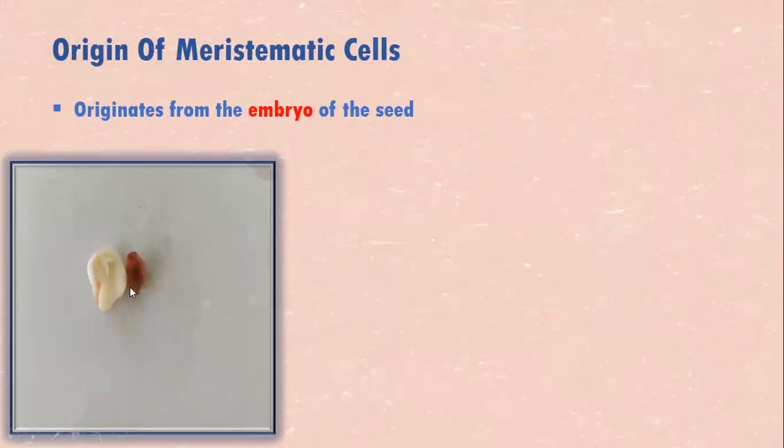The origin of meristematic cells comes from the embryo of the seed. So this is a seed, a cowpea seed. We have opened it up. This is the embryo. Here is the radicle. Here is the plumule. These are meristematic tissue.